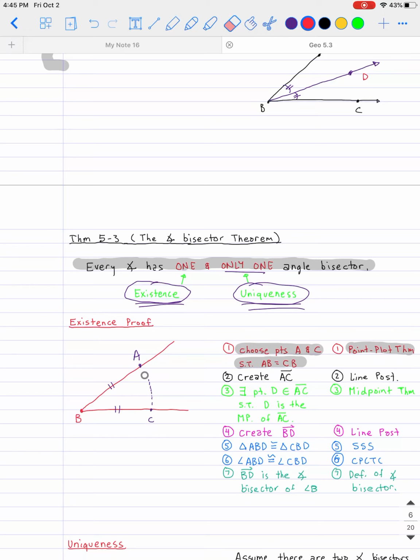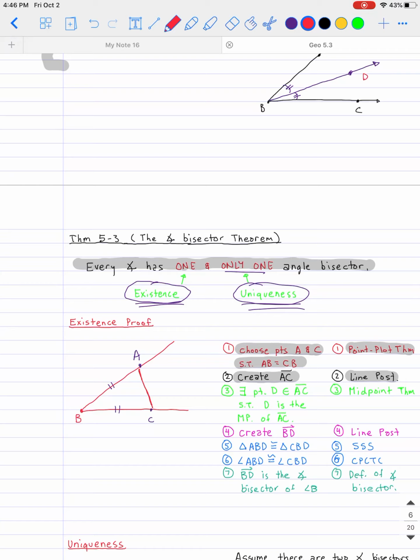So let me go ahead and erase those little small pieces right here. Okay. Now let's go to the second part. Next, what I want to do is create AC. And I can do that because of the line postulate back in chapter 1, right? It was a long time ago. This allows me to create a line segment that goes from A to C, like this.